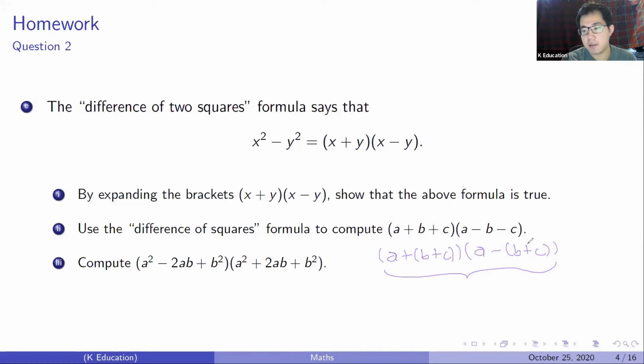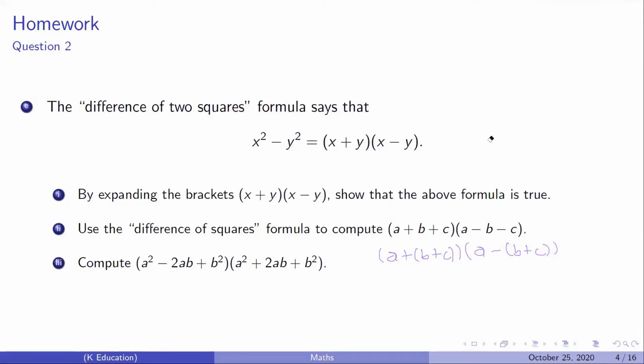So don't be confused by this plus sign. Okay, now I've rewritten it this way. Can you see what I'm trying to get at? Yeah. Okay, so what's the way to do it using the difference of two squares formula?